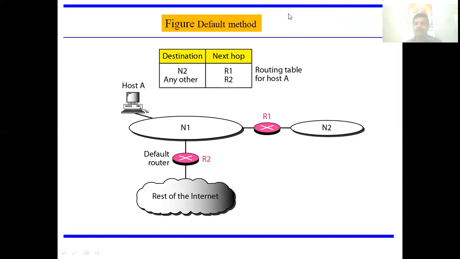So in the default method, if the destination is N2, you have to go through the router R1. If it is any other network, you have to go through the default router R2. So this is something called default routing. This is called the default router. This is a simple routing method.